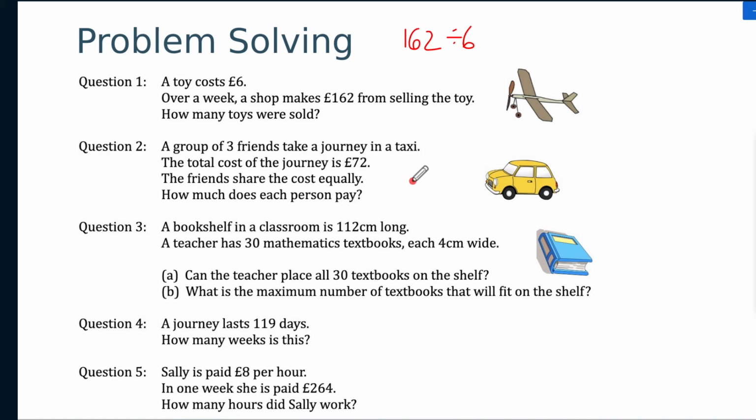A group of 3 friends takes a journey in a taxi. The cost for the total journey is £72. The friends share the cost equally. How much does each one get? So you do £72 divided by 3. Okay, so you got it. Now, pause the video, try to do these questions, and I'm going to give you the answers in a bit.